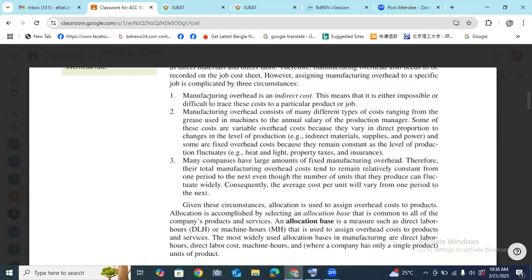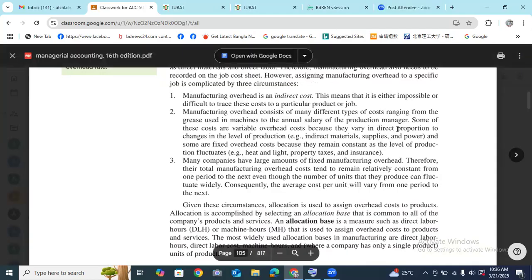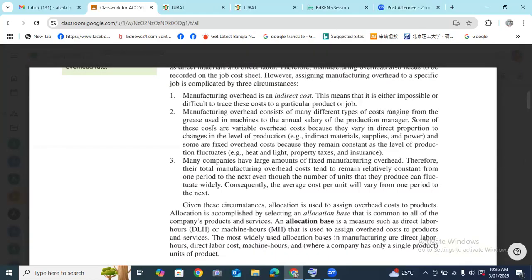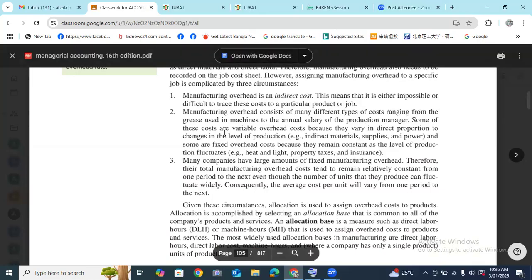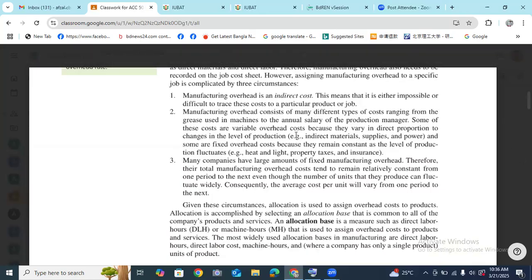We already know manufacturing overhead is an indirect cost. What are the direct costs? Direct material and direct labor. These two are the direct costs, and manufacturing overhead is an indirect cost, isn't it? Manufacturing overhead consists of many different types of costs, ranging from the grease used in machines to the annual salary of the production manager. Some of these costs are variable overhead, some are fixed, isn't it?